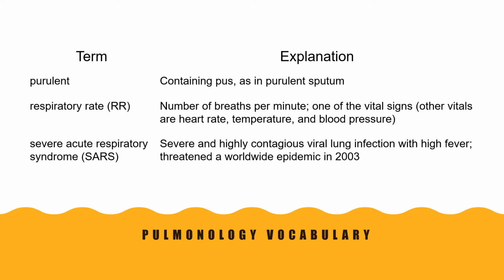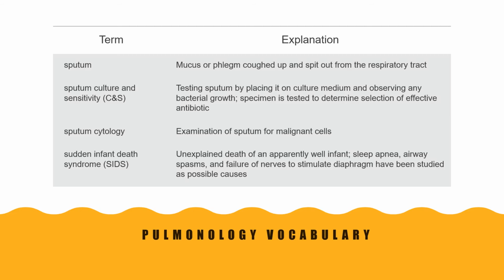Severe acute respiratory syndrome, abbreviated SARS, was a severe and highly contagious viral lung infection with high fever that threatened a worldwide epidemic in 2003. The term sputum means mucus or phlegm that's coughed up and spit out from the respiratory tract. Sputum culture and sensitivity, or C&S, is testing sputum by placing it in a culture medium and observing any bacterial growth. The specimen is tested to determine the selection of effective antibiotics.